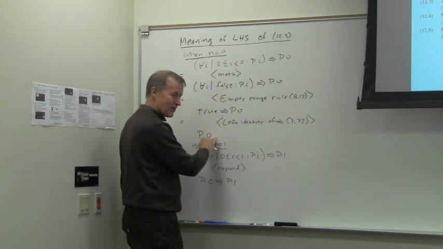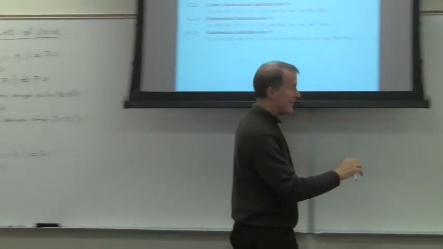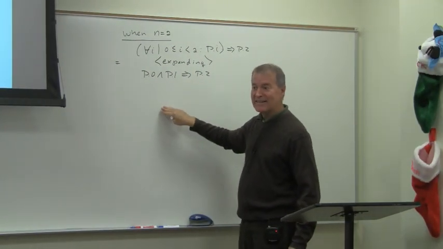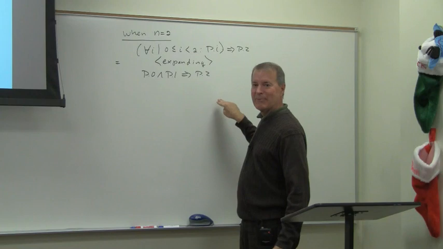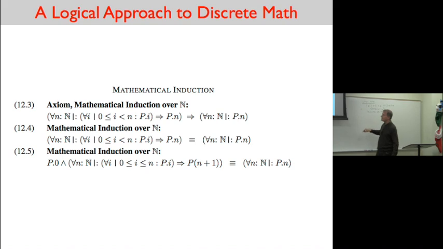It's P.0 and P.0 implies P.1, and P.0 and P.1 implies P.2, and so on. P.0 and P.1 and P.2 implies P.3, and all the way up to what? P.0 and ... and P.n minus 1 implies P.n. Something like that, all the way to infinity.